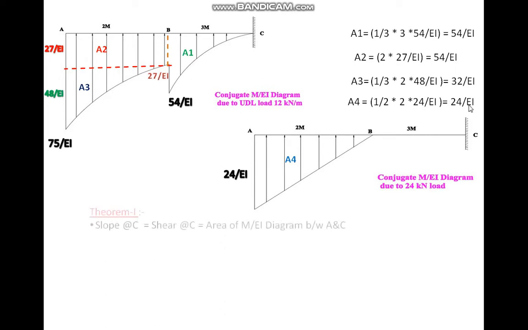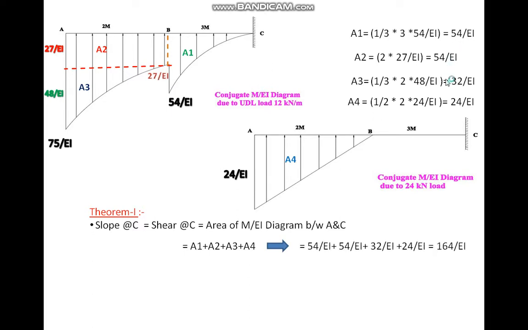After all the area components, go by theorem number 1. The slope at point C equals the shear force at point C, which is the area of the M by EI diagram between A and C. So A1 plus A2 plus A3 plus A4: 54 by EI, 54 by EI, 32 by EI and 24 by EI, which gives 164 by EI.